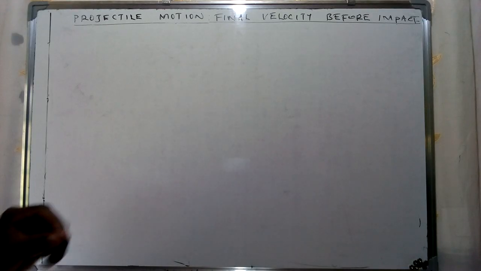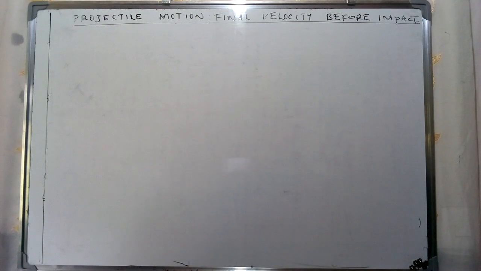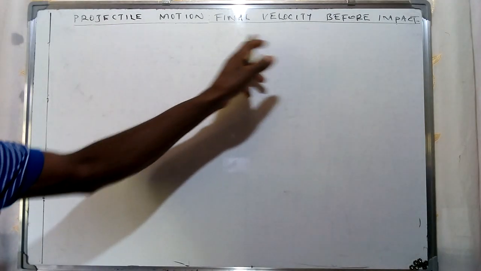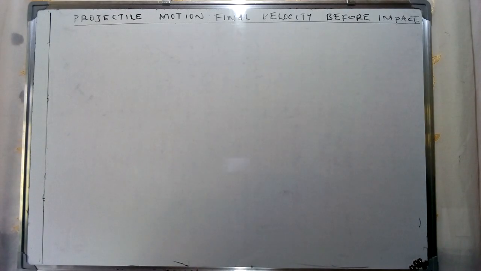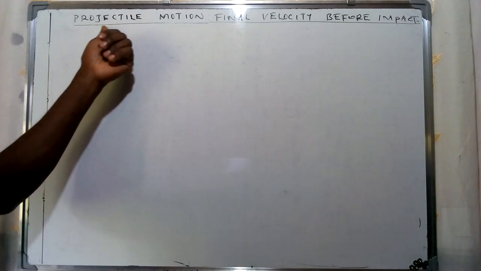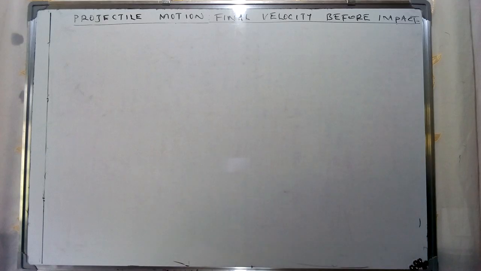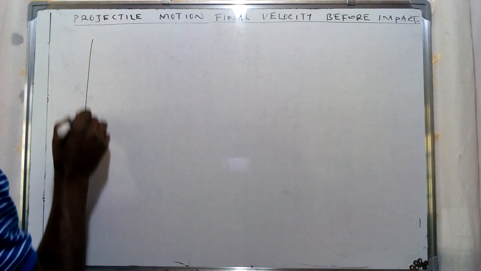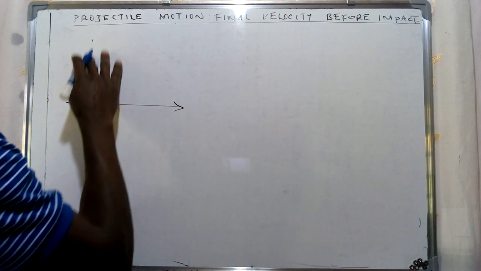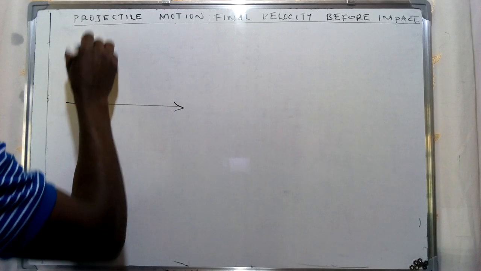In our discussion today, I'm going to look at a concept under projectile motion, which is finding the final velocity before impact for objects which we refer to as projectiles. Now, in this particular case, we'll consider an illustration which we have generally been using for our discussion of the concept of projectile motion.